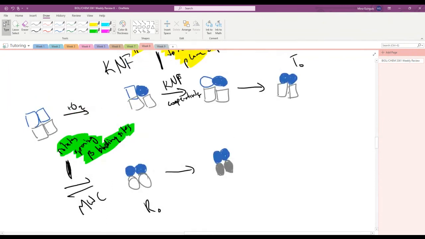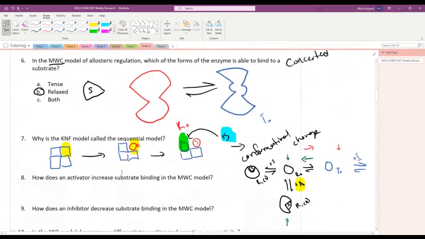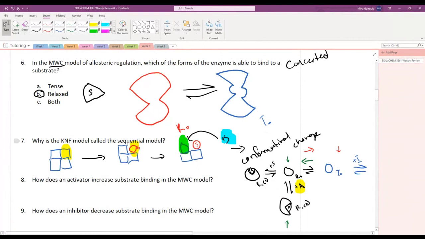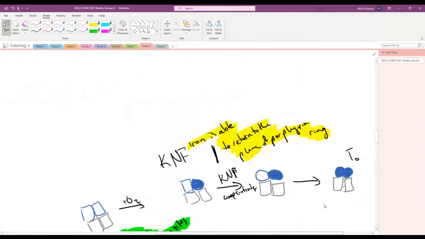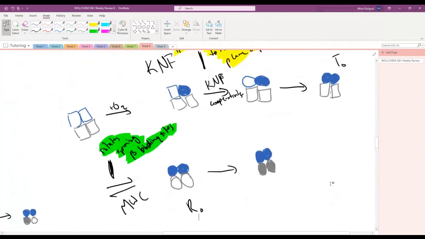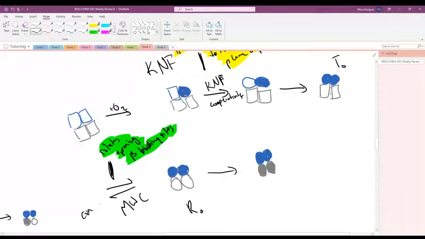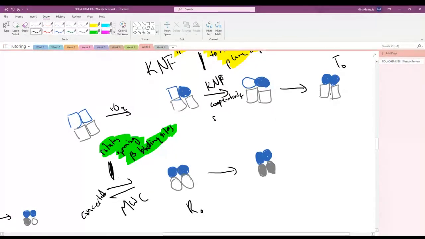Actually, it's really what we talked about a little bit last week, that the KNF model is called the sequential model, the MWC is called concerted. Okay, so everything happening at once. Both subunits are switching places at once. That's concerted. That's MWC. Whereas in this one, KNF, it's ordered. It's sequential. One, then another, then another. Okay, does that make sense?